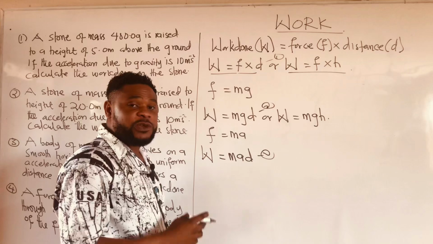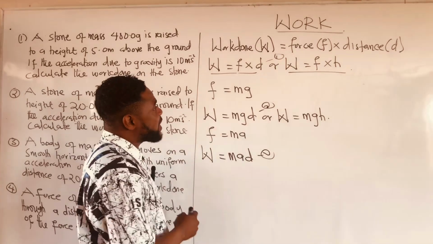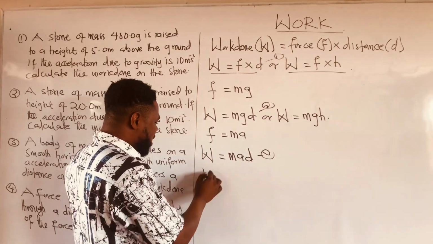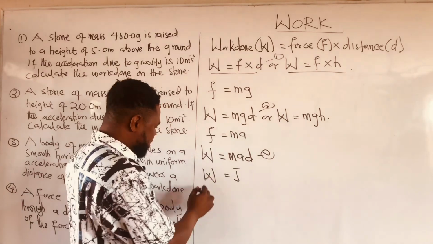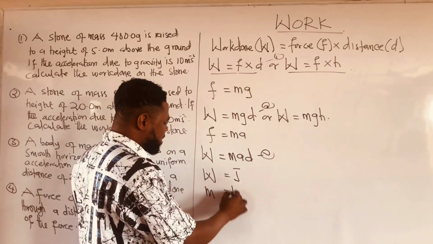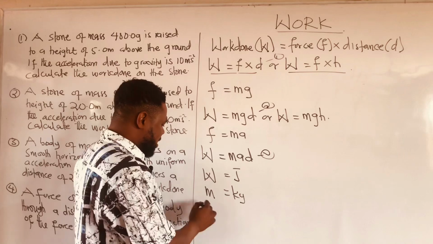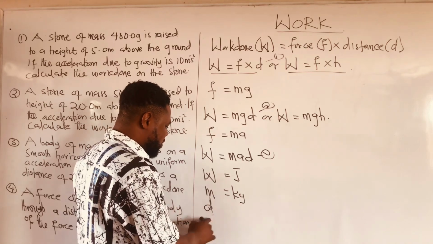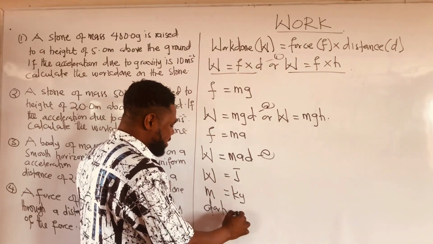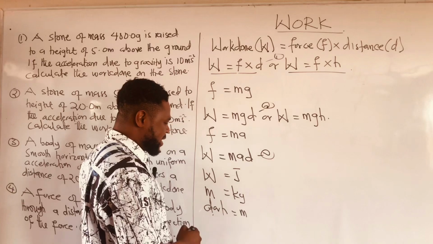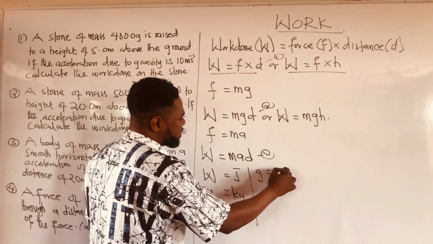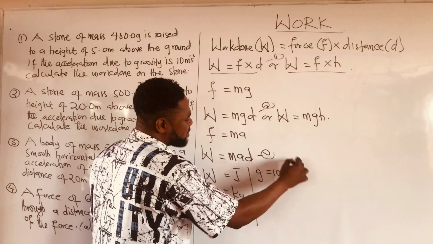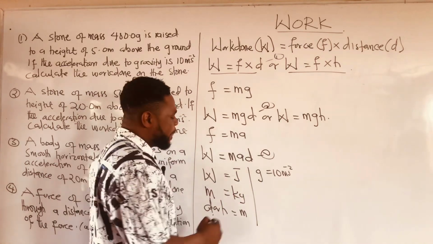Now, let us look at the units in which these quantities are measured. Number 1, our work is measured in joules. Our mass is measured in kilograms. Our distance or our height is measured in meters, as we can see. And our gravity is constant, which is 10 meters per second squared.